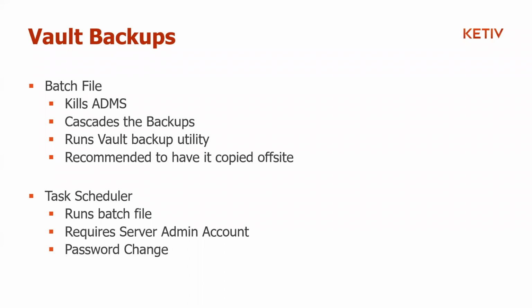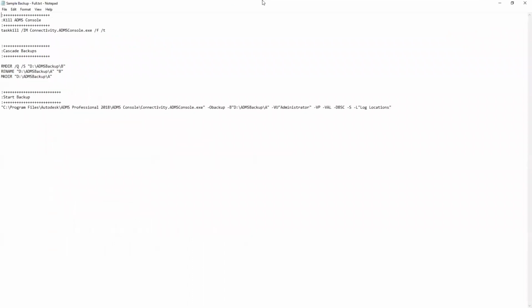So what I'm going to do here is bring up a file that outlines all of this. Again, this is just a sample backup. It's a full backup, but right now it has the extension of txt, which is just a text file. Again, it can start off as this. We talked about killing the ADMS. So the first thing you're going to do is set up a task kill, and you're going to tell it what you want it to shut down.